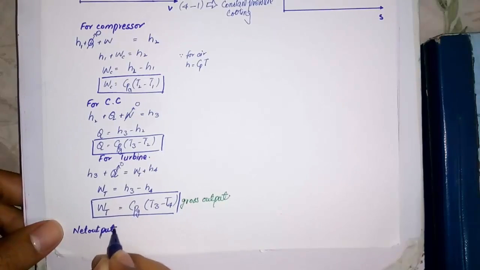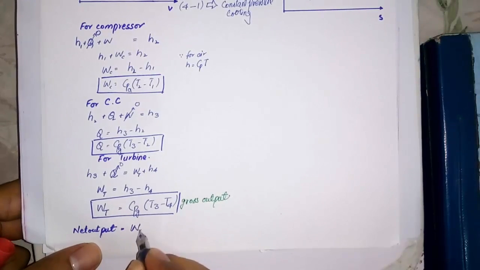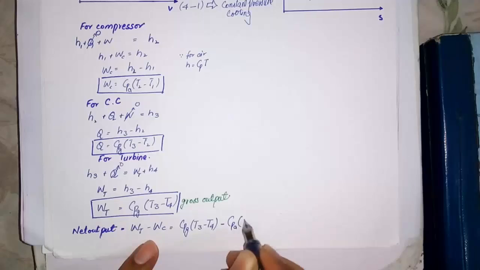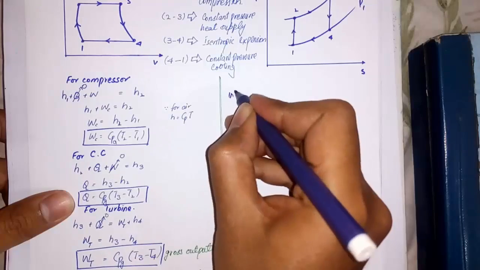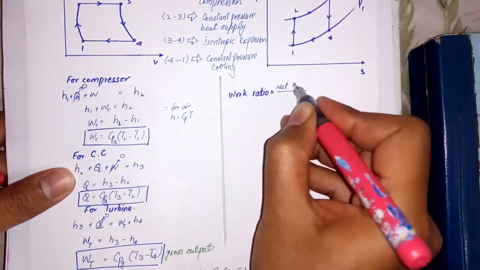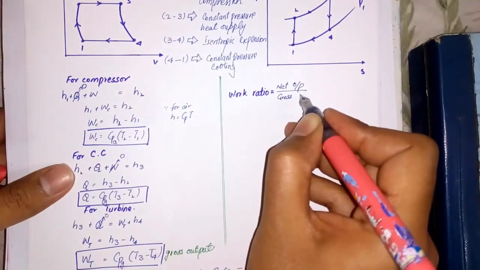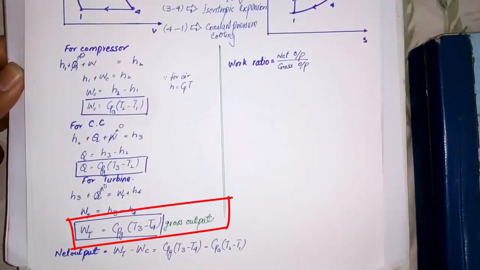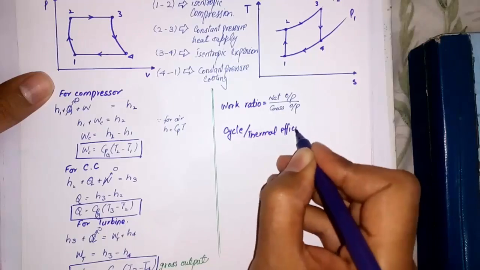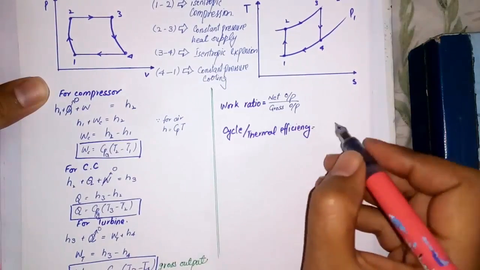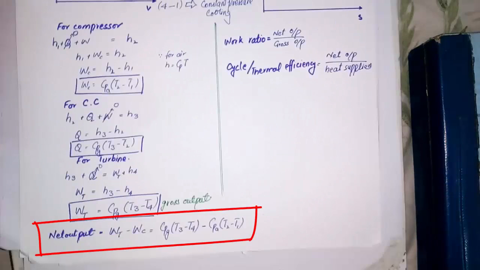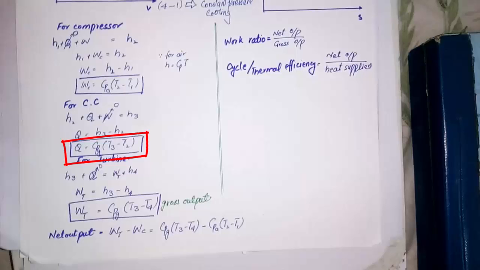Net output of the power plant is work output minus work input. Work ratio is the ratio of net output to the gross output. This is net output and this is gross output. Next is cycle or thermal efficiency. It is equal to the net output divided by the total heat supplied. This is net output and this is total heat supplied.